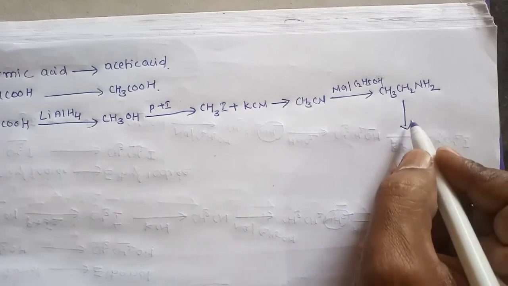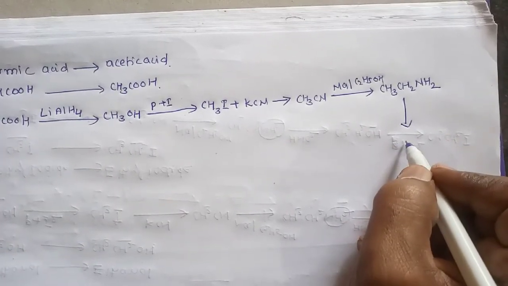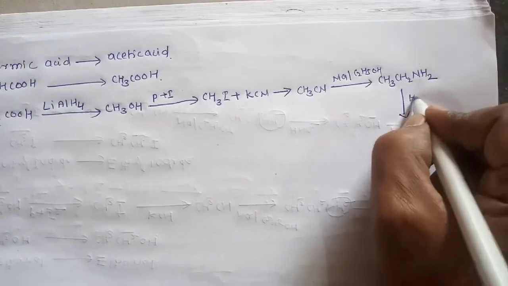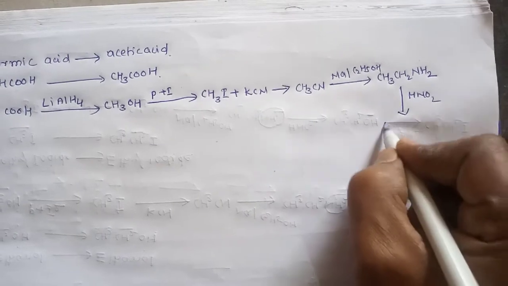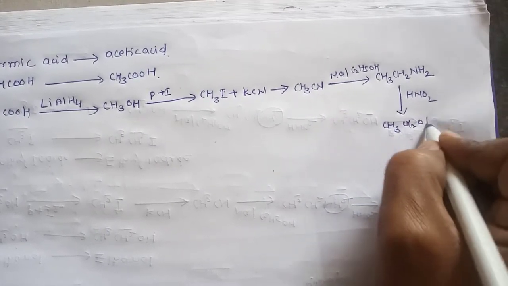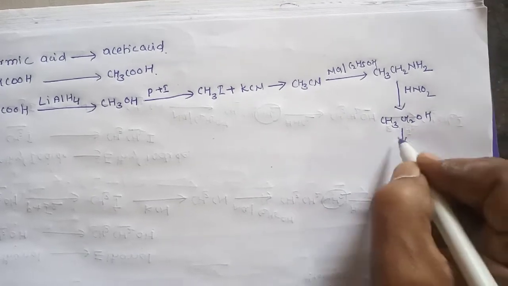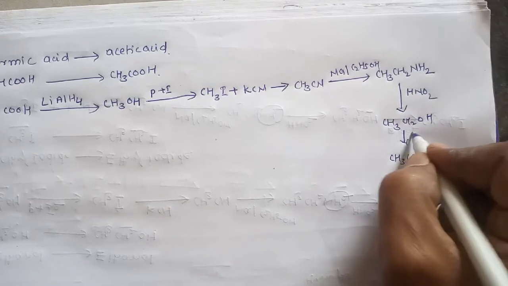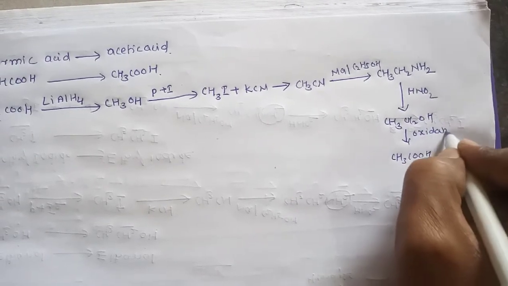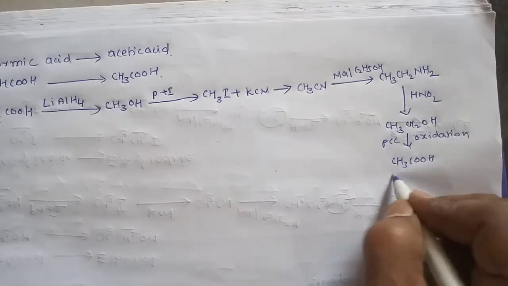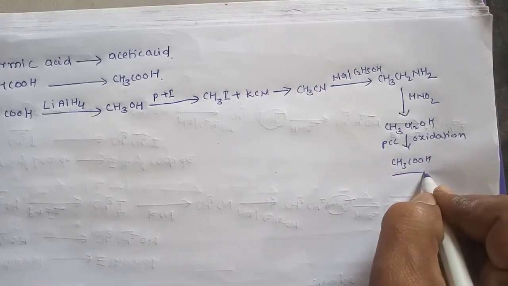Then the amine in the presence of HNO2 gives CH3CH2OH alcohol. This alcohol is converted into CH3COOH by an oxidation method. By using PCC you can convert it into acid. This is a lengthy process.